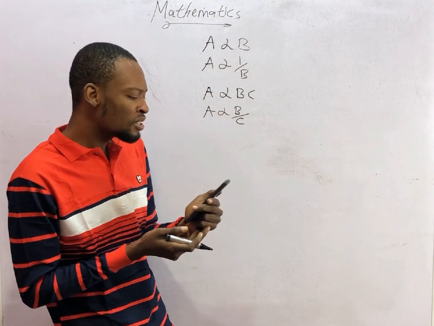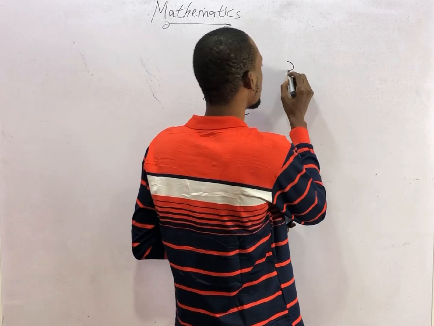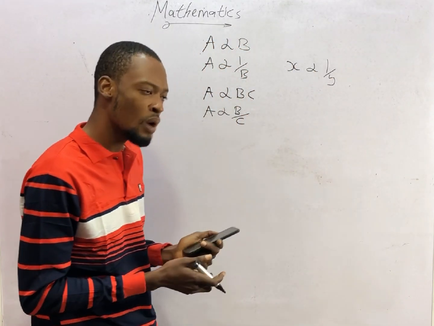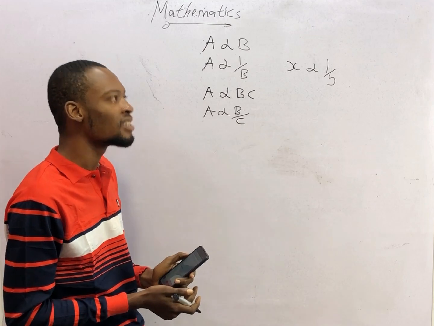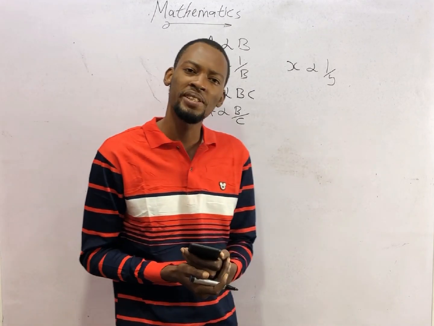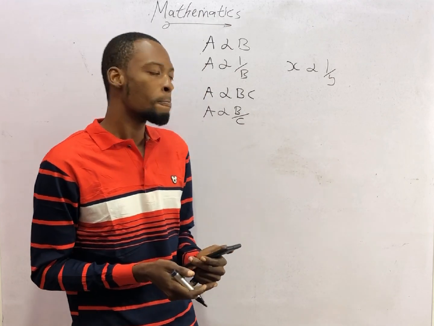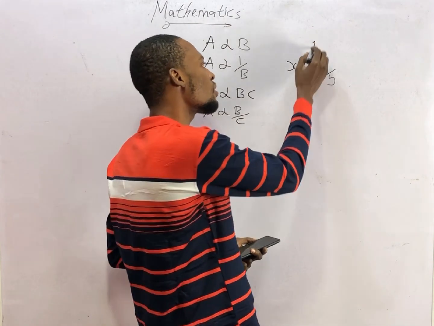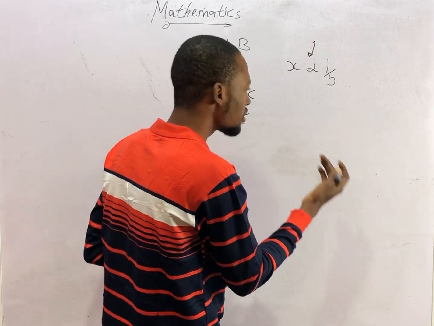Now, in this question, they say S varies inversely as Y, meaning as S increases, Y reduces, and as Y increases, S will reduce. We don't solve with proportionality symbol. We simply solve with equality symbol. This is variation symbol or proportionality symbol.